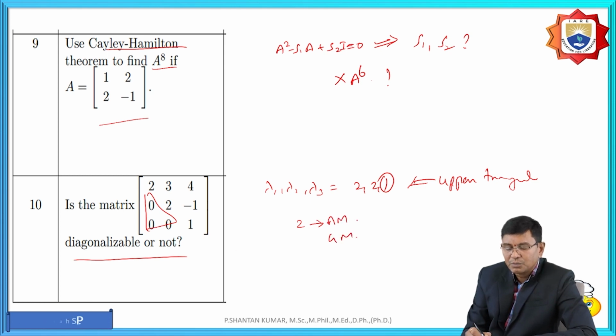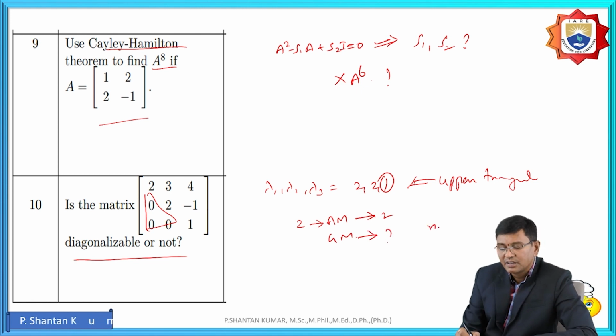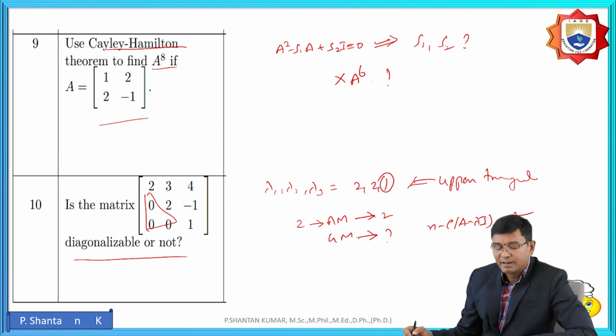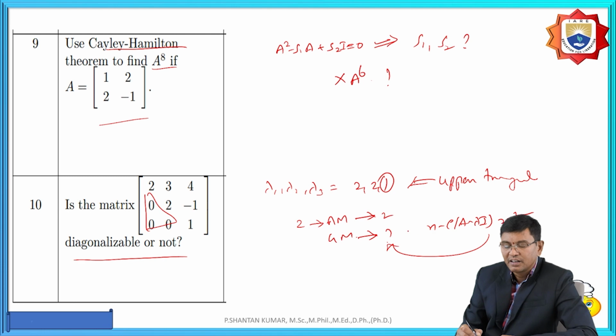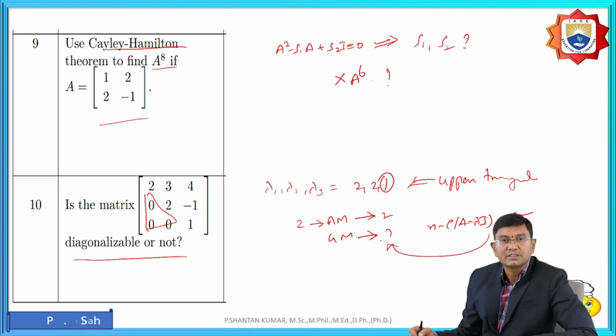1 is okay, but we need to find the AM and also the GM. For the repeated eigenvalue 2, the AM is 2, and we need to find the GM, that is n minus the rank of A minus lambda I equal to 0. If both are the same, the matrix is diagonalizable.